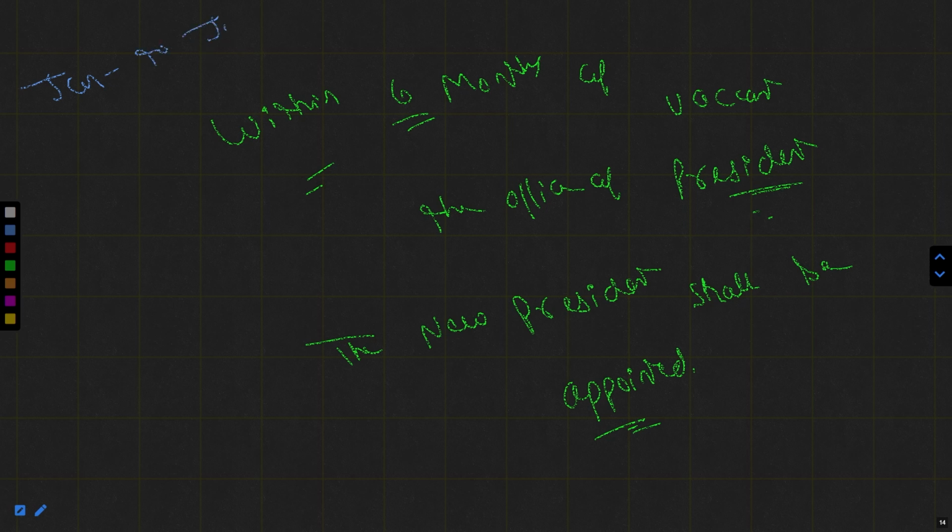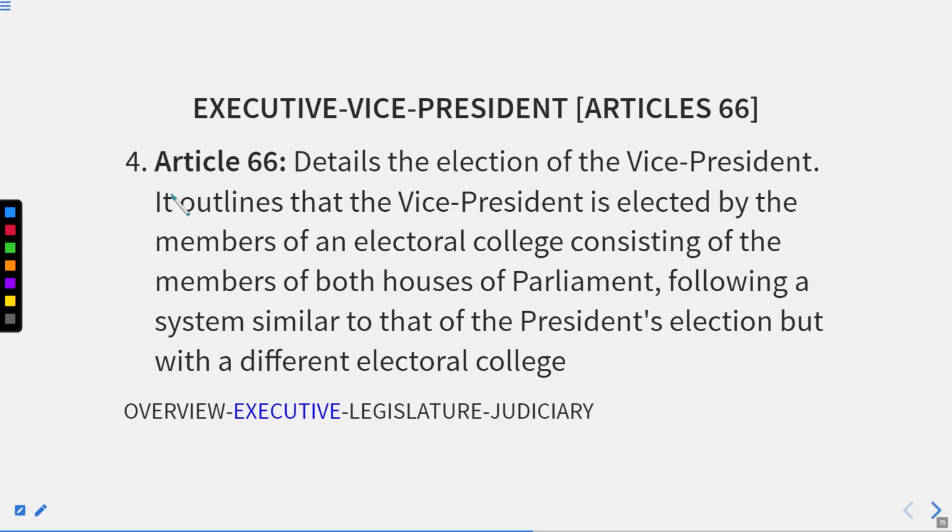You can say, for example, January to June. If the President's office got vacant in the month of January, then by the month of June, the new President must be appointed. So within the time period of 6 months only. Got it? Now let's move forward.